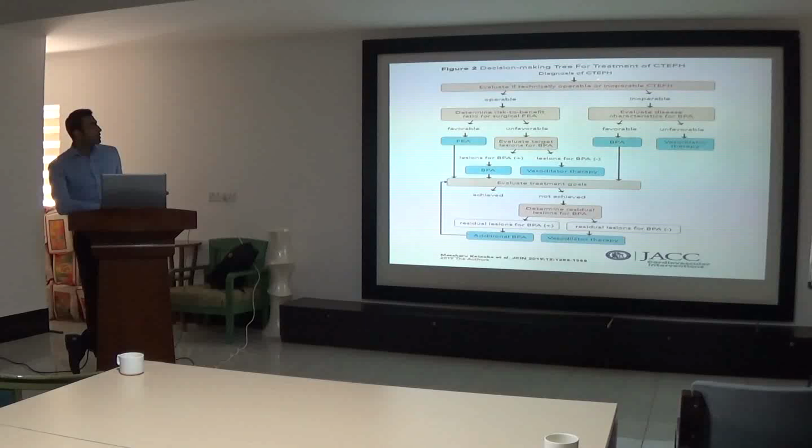After finding that the patient has CTEPH, we have to evaluate whether it is operable or inoperable. Operable criteria: whether it is favorable for surgery is probably decided by the center. If it is required, then we go for that. If the target goal is not achieved, then we go for BPA. After BPA, if the target is achieved, then we go for vasodilator therapy, which also includes calcium channel blockers. If inoperable, then again the same pathway: BPA and vasodilator therapy.